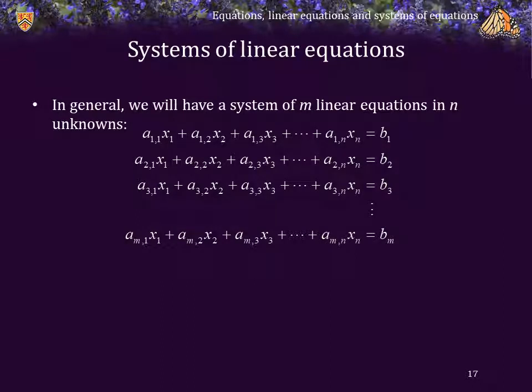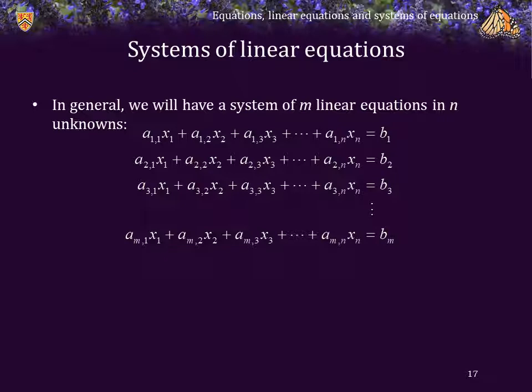Now, in general, we will have a system of m linear equations in n unknowns. The n unknowns will be represented generally by a subscripted variable, here the variables x sub 1 through x sub n. The target value for each equation is on the right-hand side of the equals sign, and here we see them as b1 through bm.